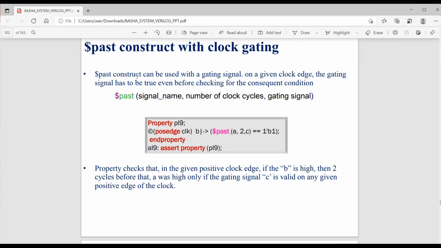So this also you can use. On a given clock edge, the gating signal has to be true even before checking for the consequent condition. So this should be high. Before checking this condition on the positive edge of a clock, this C signal should also be high. So this is called the gating signal.